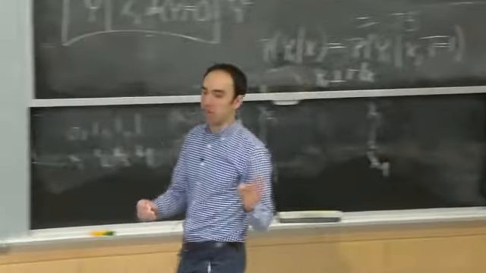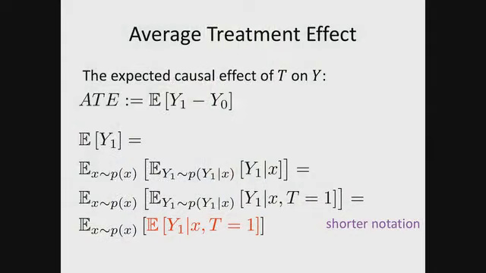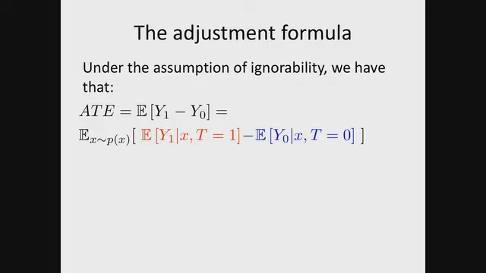But now we're in a really good place, because notice that, and here I've just done some short notation, I'm just going to hide this expectation. And by the way, you could do the same for Y0. And now notice that we can replace this average treatment effect with this expectation with respect to all individuals x of the expectation of Y1 given x comma T equals 1, and so on.